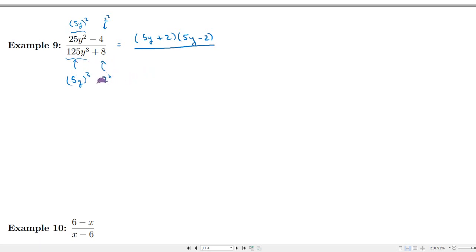And if you look back at our notes for the sum and difference of 2 cubes, when you have the sum of cubes, recall the following formula. If we have the sum of 2 cubes, this factors as a plus b, and then times the trinomial a squared minus ab plus b squared. So that's the sum of 2 cubes. So in our situation here, a is what? A is this 5y.